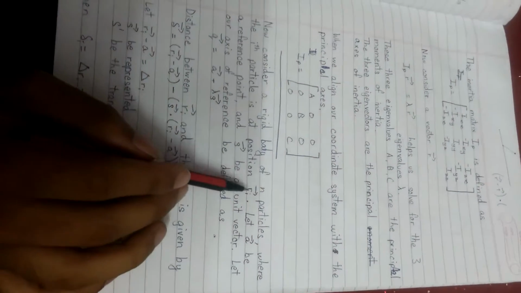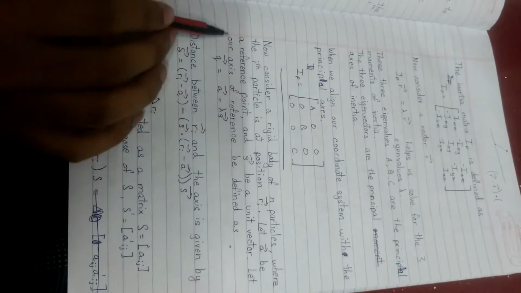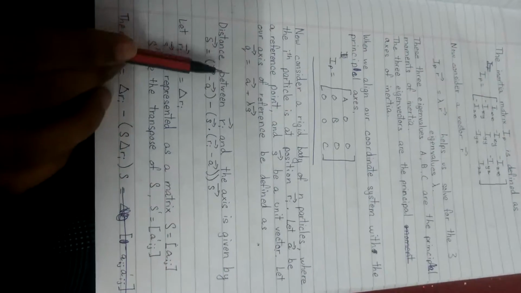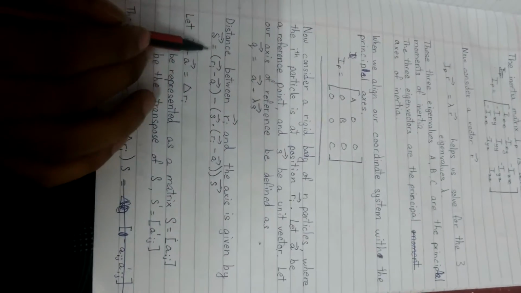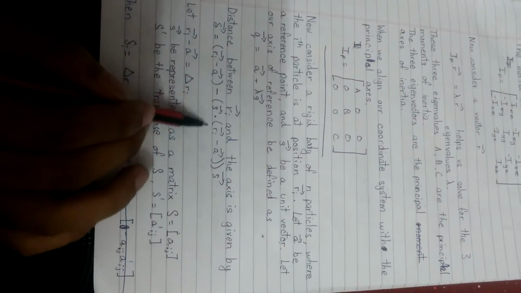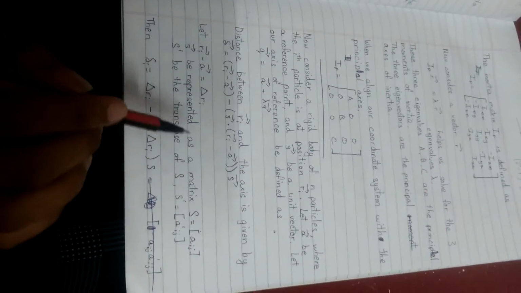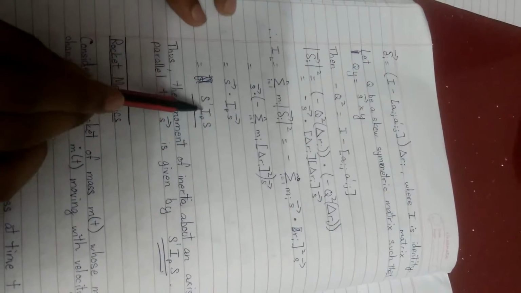So now let's try to find our scalar moment of inertia with respect to this matrix. Let's consider a rigid body of n particles where the ith particle is at position Ri. Let A be a reference point and S be a unit vector, and let our axis of reference be defined as Q is equal to A plus lambda S, a simple vector equation. So the distance between Ri and the axis is going to be given by delta, which is equal to Ri minus A minus lambda S.